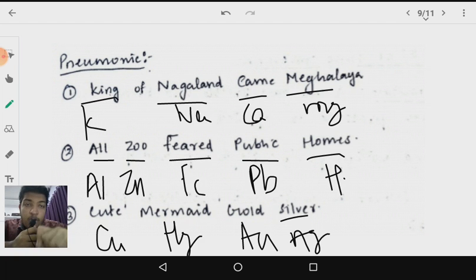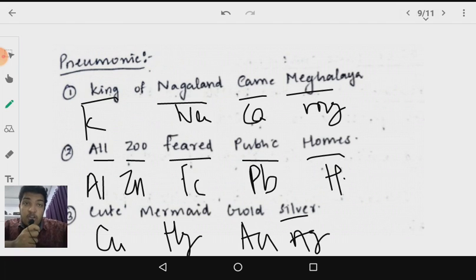So this is the mnemonic by which you can study the reactivity series easily. If you can make your own mnemonic, then that's also fine. If not, you can study the same mnemonic. King of Nagaland came Meghalaya, that's the first set. Next set is all Sioux feared public homes. Next one is the cute mermaid, gold, silver.